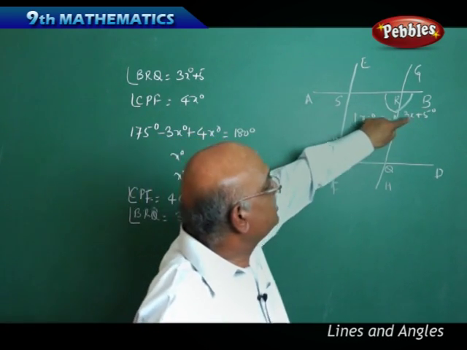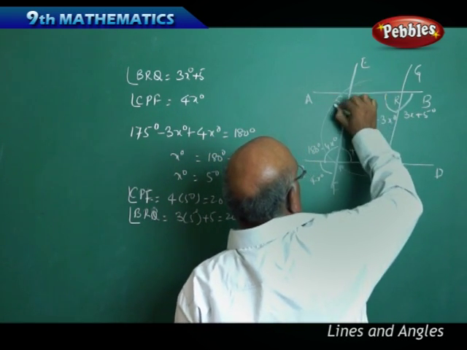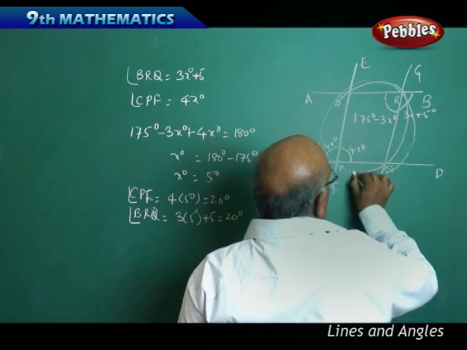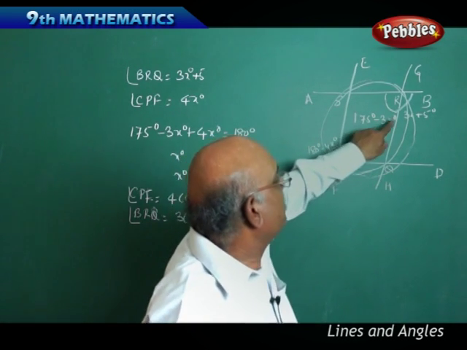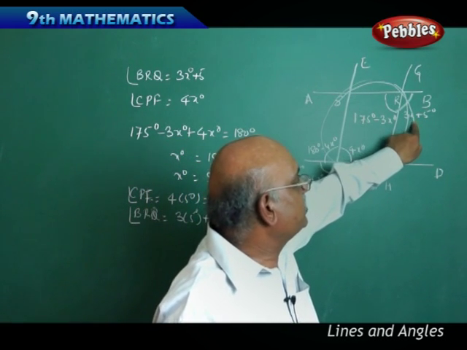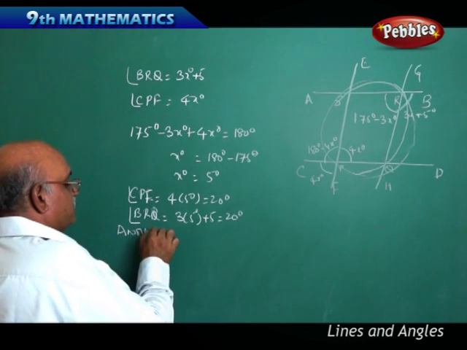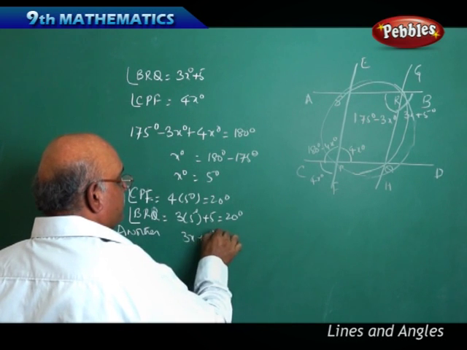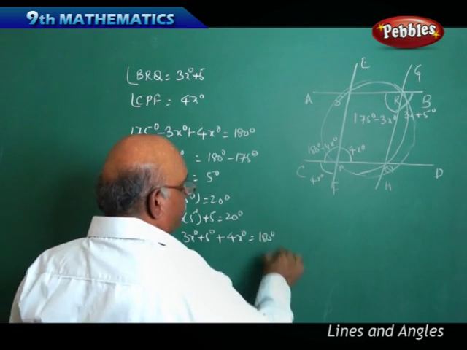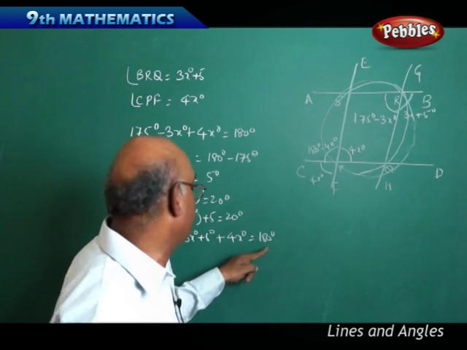Therefore, this is a cyclic quadrilateral, which implies that if any circle is passing through these points, then PQRS is a cyclic quadrilateral, and the sum of the opposite angles is equal to 180 degrees. But instead of taking it like that, there is another procedure. In this other procedure, if I take 3x plus 5 degrees plus 4x degrees equal to 180 degrees, or else you can take it like this, 3x plus 5 degrees plus 4x is equal to 180.